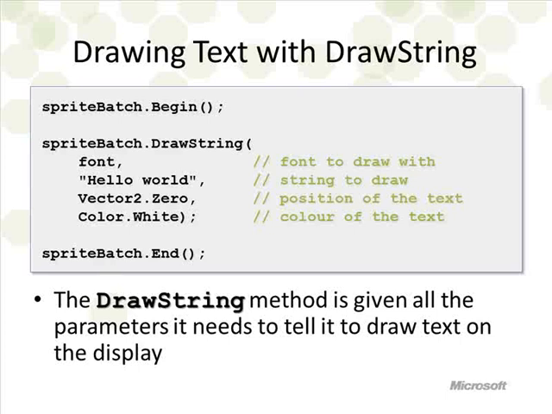Once I've got my sprite batch, I can tell it to do stuff. And so there's my Begin that says herein beginneth my commands to the sprite batch, and then I've got a DrawString method which I can call to draw a string.